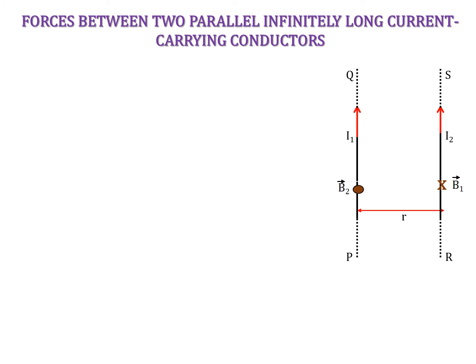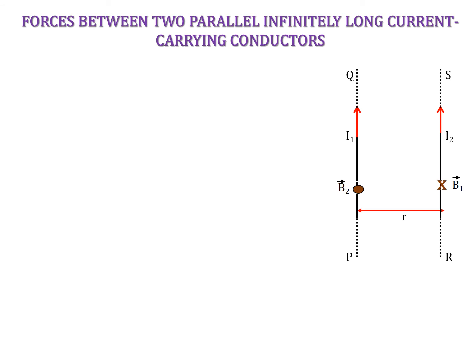Similarly, the current I2 flowing through the second conductor will produce a magnetic field, and at PQ, the magnetic field due to I2 will be outwards. We have used right hand thumb rule again. So B1 and B2 are the fields produced by the conductor PQ and RS respectively. We can see that using right hand thumb rule, B1 and B2 are in opposite direction. Now we want to see what will be the force.